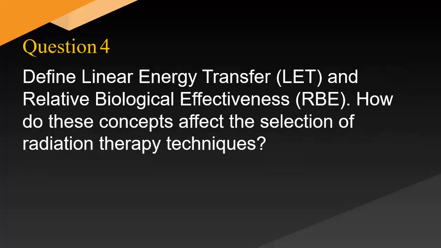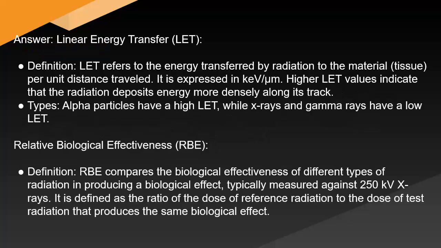Define linear energy transfer, LET, and relative biological effectiveness, RBE. How do these concepts affect the selection of radiation therapy techniques? Answer: linear energy transfer, LET. Definition: LET refers to the energy transferred by radiation to the material, tissue, per unit distance traveled. It is expressed in keV/µm.